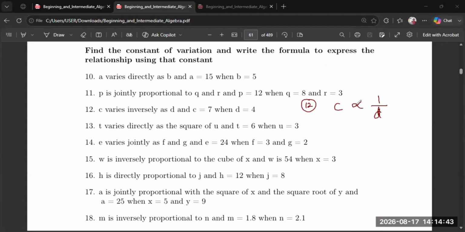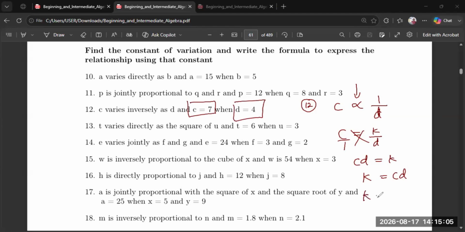And now for you to solve this problem, you introduce the constant of variation, which is going to be K, so C is K over D. You get what I mean? Now you want to cross multiply so that you have CD is equal to K, or you want to say K is equal to CD. That is much easier. Then what is now C and D? The value of C is 7 and the value of D is 4.